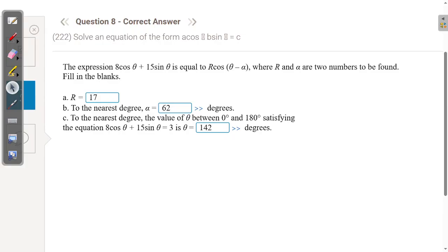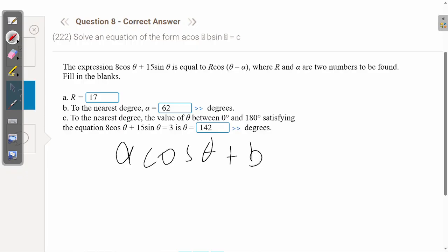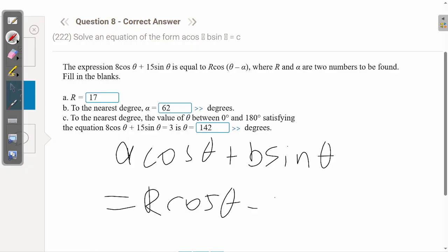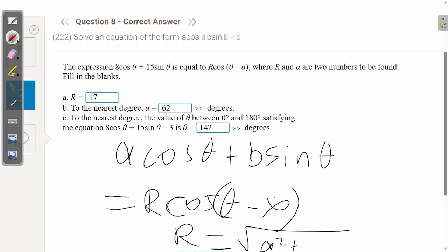The expression 8 cosine theta plus 15 sine theta is equal to r cosine theta minus alpha, where r and alpha are two numbers to be found. When you have a cosine theta plus b sine theta, you can say it's equal to r cosine theta minus alpha, where r is equal to the square root of a squared plus b squared, and alpha is equal to tan inverse of b over a.